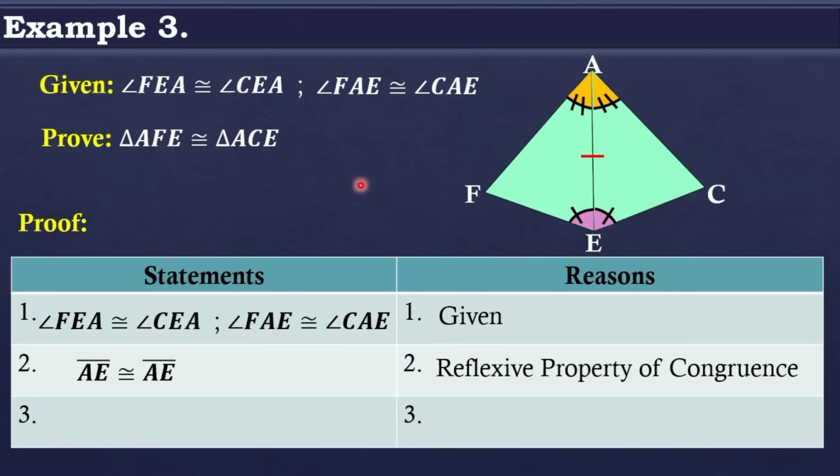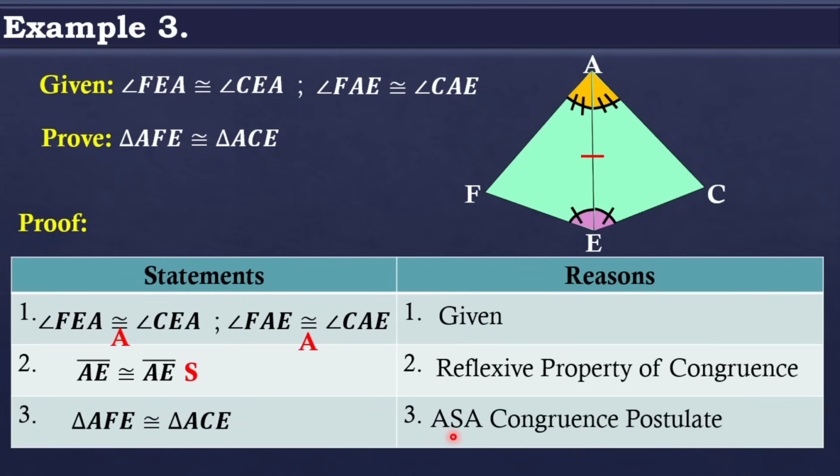Now, we now have two angles and one side congruent to each other. So, we can now prove that triangle AFE is congruent to triangle ACE by, so this, we have an angle, we have another angle, and we have a side. Now, if you can look at the figure, your side here is included. So, angle, side, angle. So, therefore, we can prove that these two triangles are congruent by ASA congruence postulate.